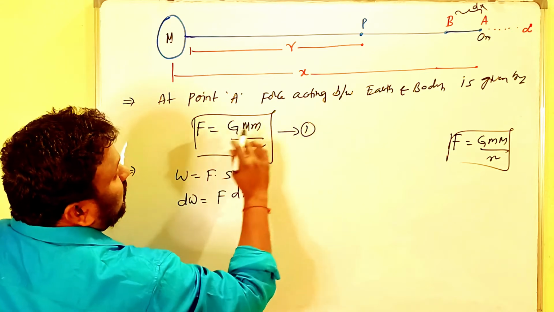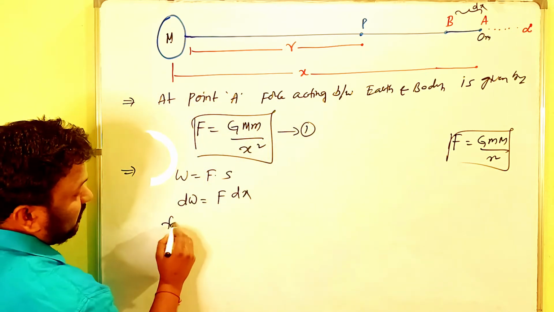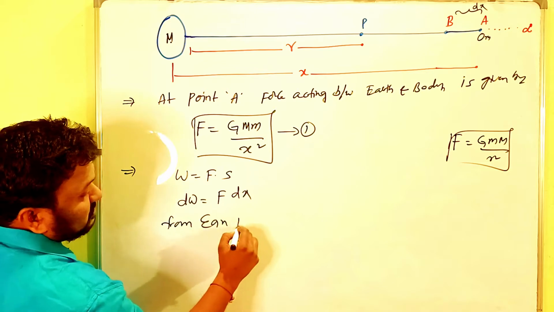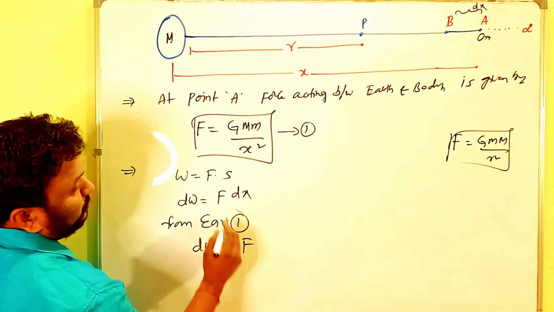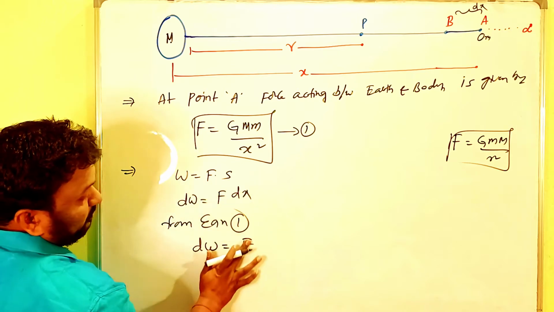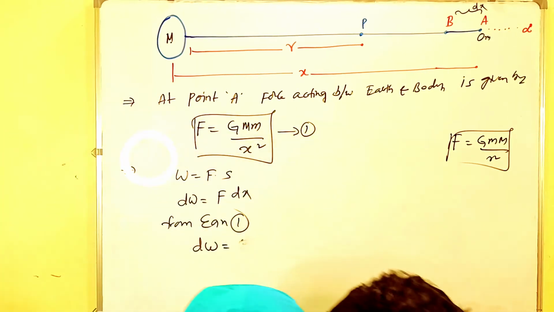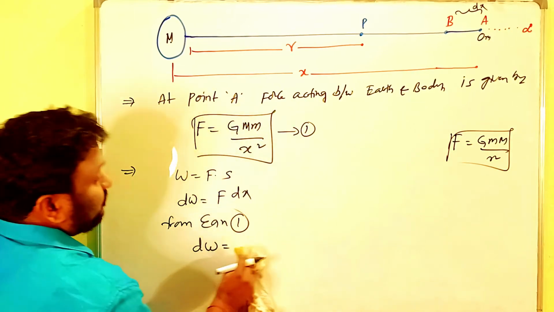From equation number 1, what is F? dW is equal to F into dx, where F is the gravitational force.